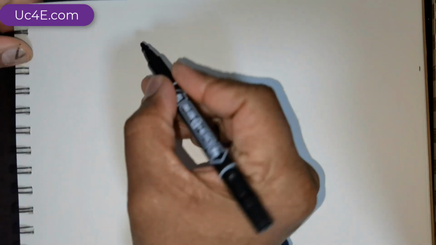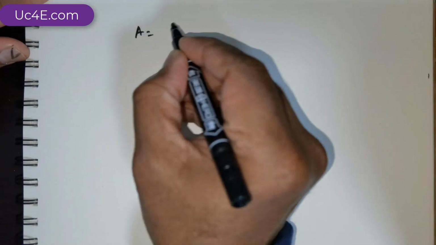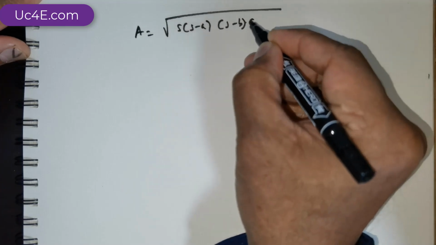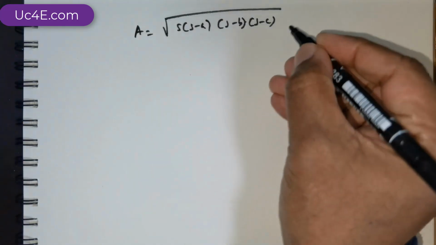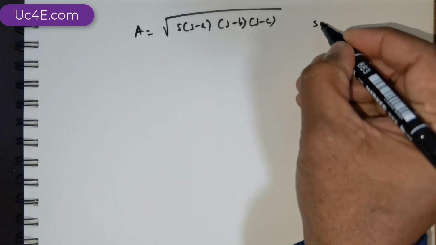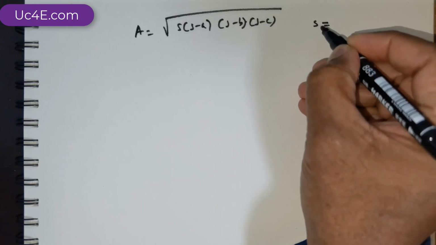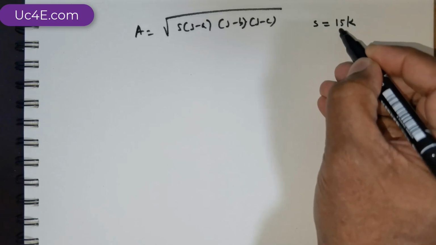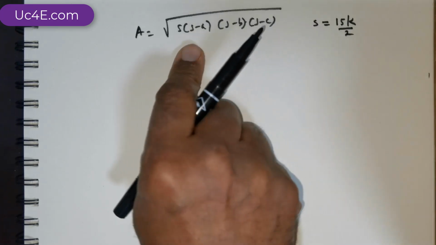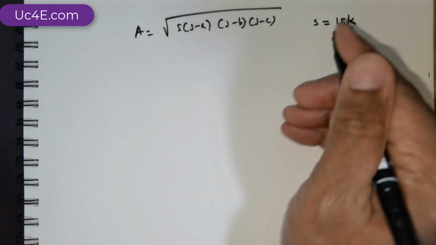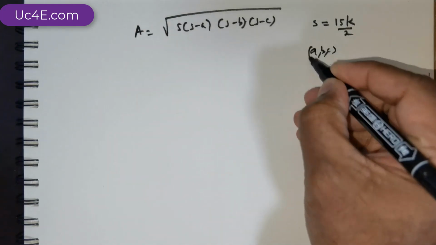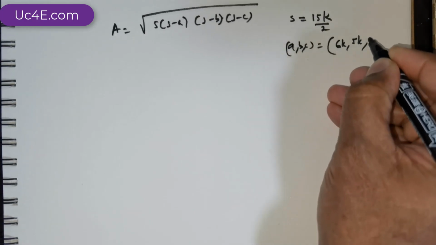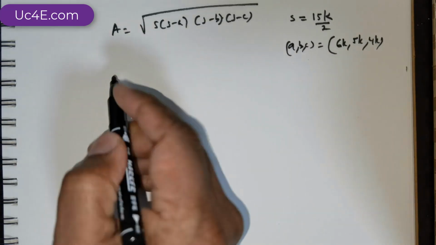Now from Heron's formula we know that the area is given by root of S into S minus A into S minus B times S minus C, and I have just obtained the value of S to be 15k over 2. We are going to be utilizing this value over here, and also A, B, C we have got to be 6k, 5k, 4k.